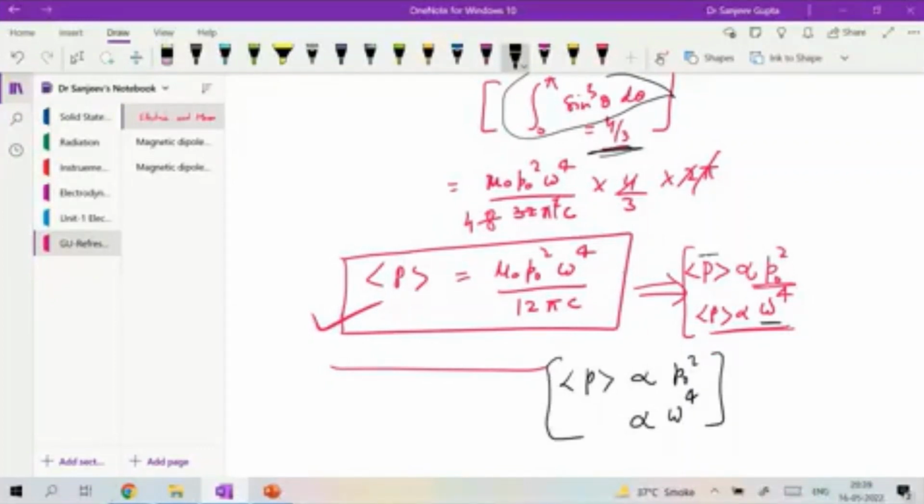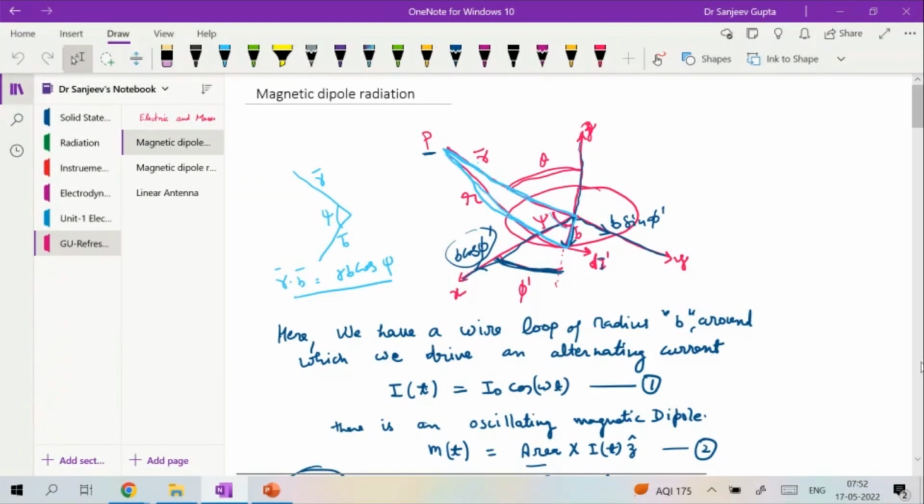We will discuss more later on. Once you have omega and p0, you can calculate how much power it radiates. So using this formula you can calculate the electric dipole radiation. For this, what I have done is consider a loop kind of wire which has radius b, and around which we drive an alternating current.